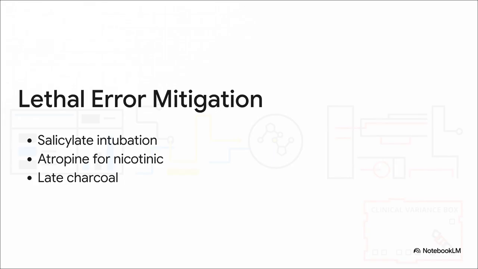Second, never, and I mean never, utilize atropine expecting it to fix nicotinic neuromuscular junctions in organophosphate poisoning. It only works on muscarinic receptors. And third, administering activated charcoal past that 1 to 2 hour viable ingestion window. It's pretty much useless and just introduces a risk for lethal aspiration pneumonitis.